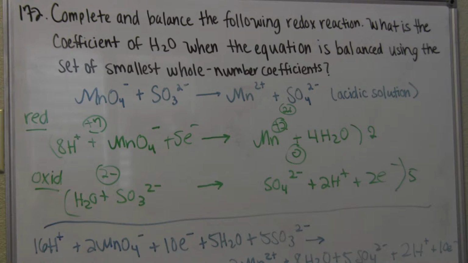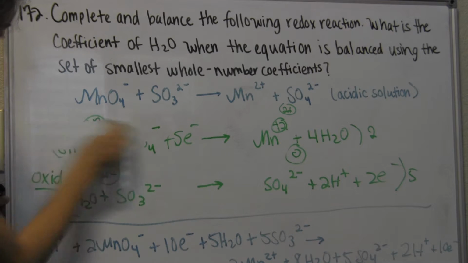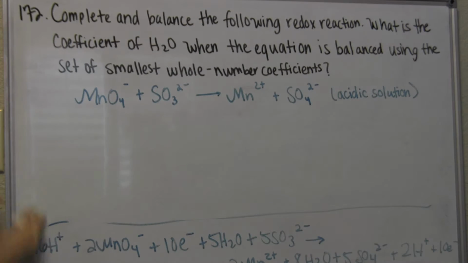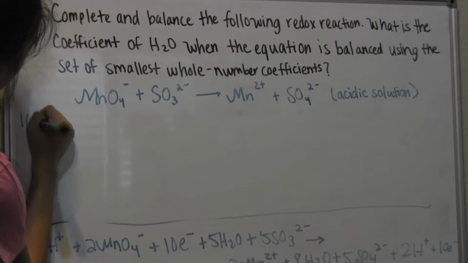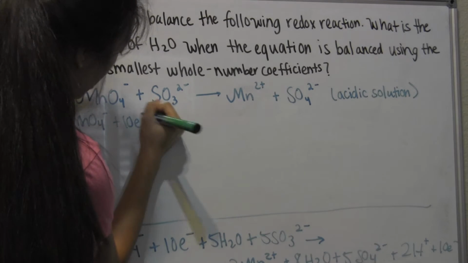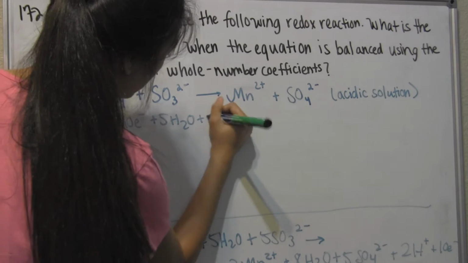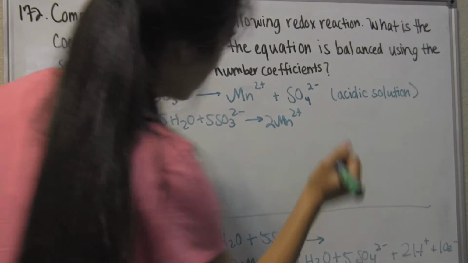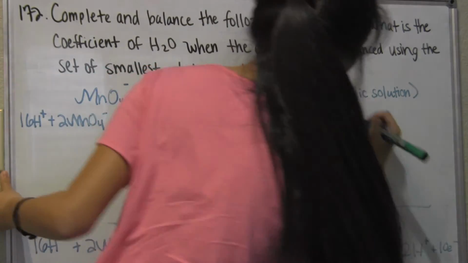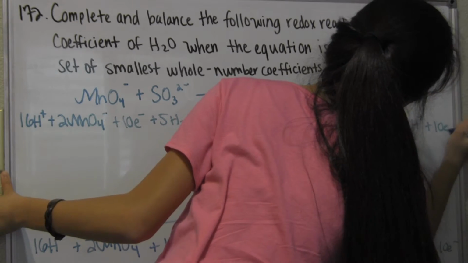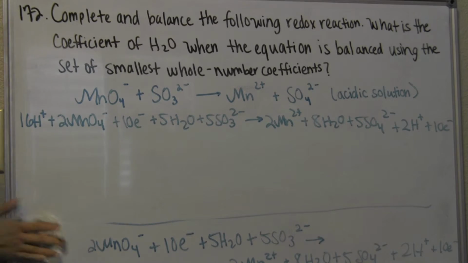So I'm going to go ahead and erase, so if you want, just pause it so that I can erase it, and then I'll rewrite this equation up here so that we can simplify everything together. So it's the 16H plus 2MnO4 minus plus 10 electrons plus 5H2O plus 5SO3 2 minus yields 2Mn 2 plus 8 H2O plus 5SO4 2 minus plus 2H plus 10 electrons. So now we have that, and we can go ahead and simplify.